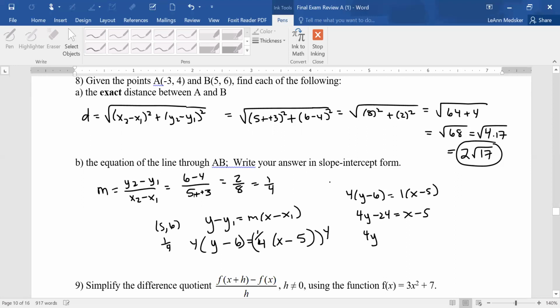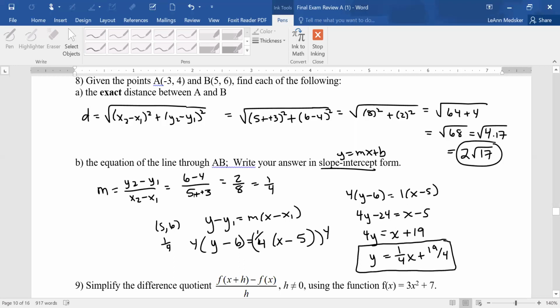We're trying to solve it for slope intercept, which remember is y equals mx plus b. So we're going to add over our 24. So that would make that a positive 19. And then we'll divide everything by 4. I'm going to double check myself. Yeah, it's -5 plus 24. Yeah. And then divide everything by 4, and we get 1/4 x plus 19 over 4. And we don't worry about turning anything into decimals.